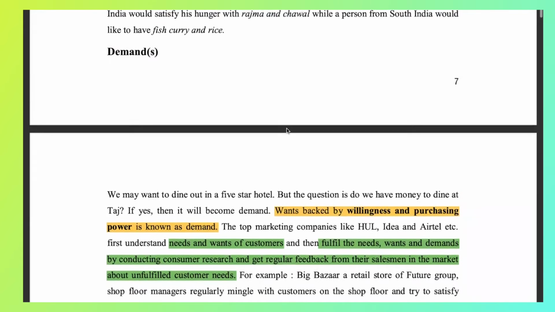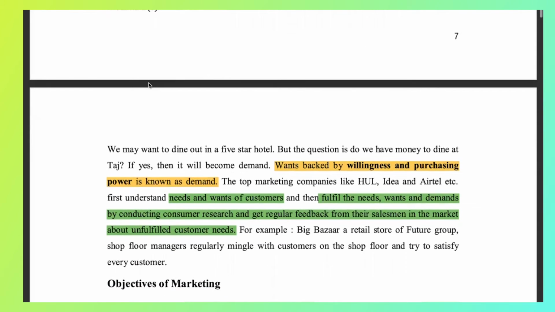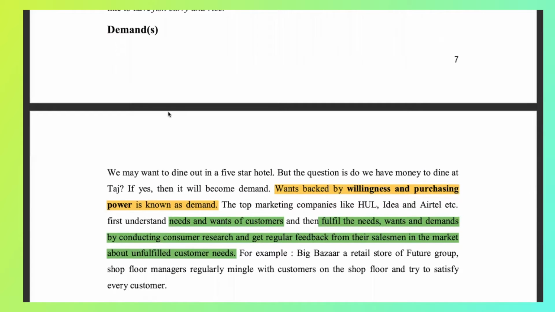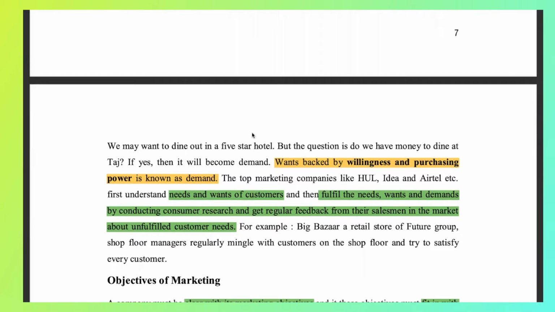Next is demand. Demand is something that is backed by the ability to pay, in reference to time as well, and how much quantity you want, and how much is the price of the quantity. So you might want to dine out in a 5-star restaurant. Not everyone can dine out in a 5-star restaurant. Those who have money and can pay for the food will dine at a 5-star restaurant. Those who have less money and still want food, they'll go to a 2-star or 3-star restaurant. But the question asked here is, do we have money to dine out at Taj? If yes, then that will become a demand.